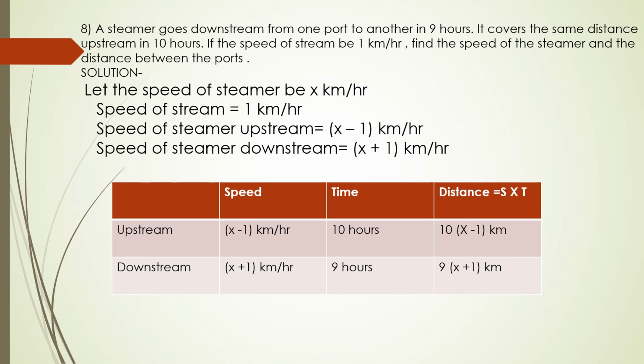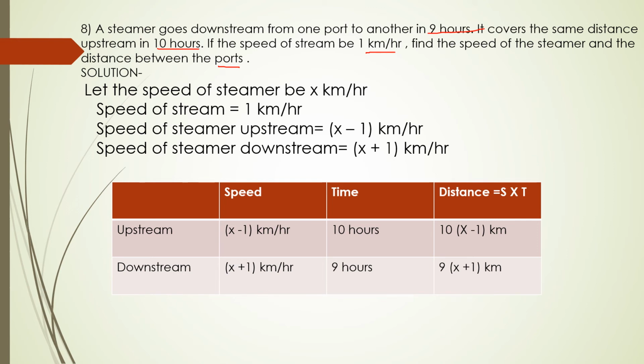Now the question. A steamer goes downstream from one port to another in 9 hours. It covers the same distance upstream in 10 hours. If the speed of a stream is 1 kilometer per hour, find the speed of the steamer and the distance between the ports. Children, the distance between the ports will remain the same. You keep this in your mind. The distance between the two ports will remain the same whether it goes upstream or downstream.